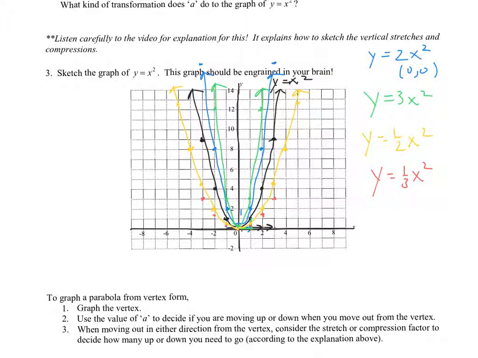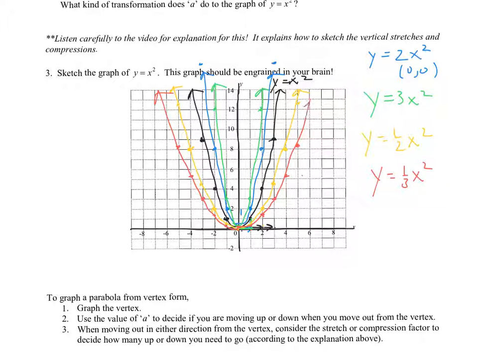4 squared would be 16. 16/3 would be 5 1/3, which would be roughly here. 25 divided by 3 would be 8 1/3. So this is something you should be able to reason through in your head and be able to graph without having to do a full table of values for it.